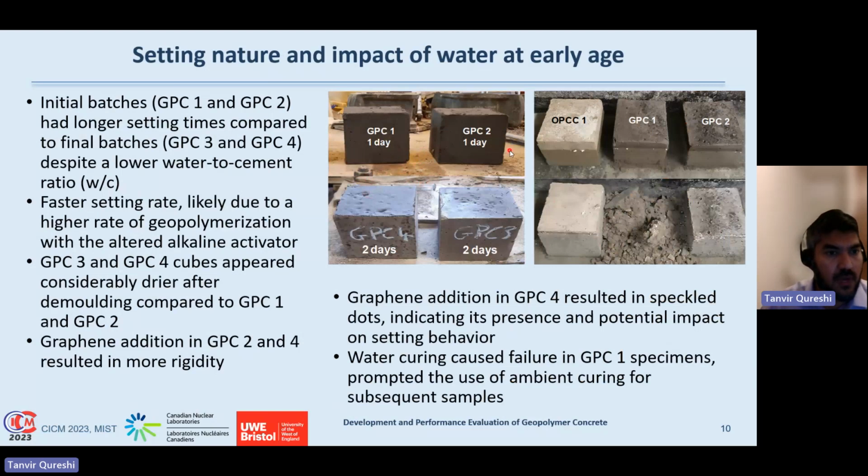composite 1 and 2 have also set, and 3 and 4 have set, but the faster setting has been noted for GPC 3 and 4 due to the high rate of geopolymerization with the related alkali activators and the high temperature curing that we have adopted. And they were more dry after 1 day of demolding.